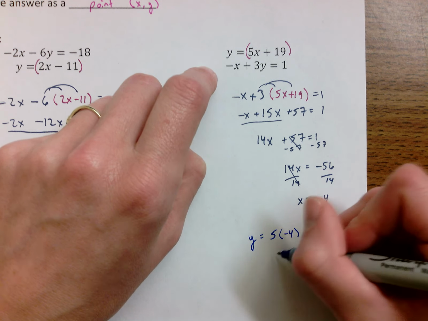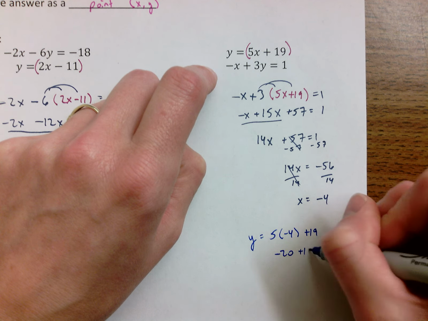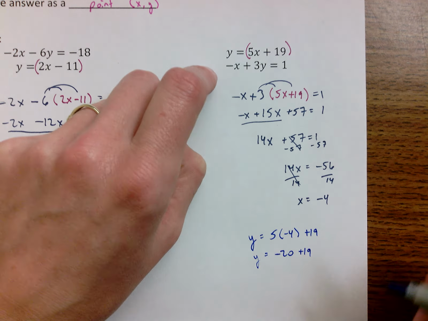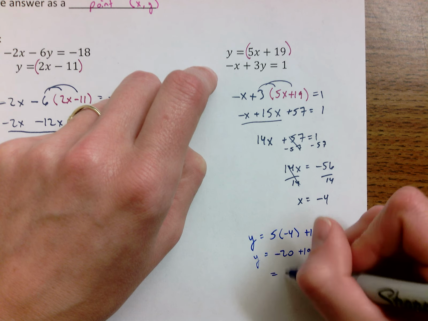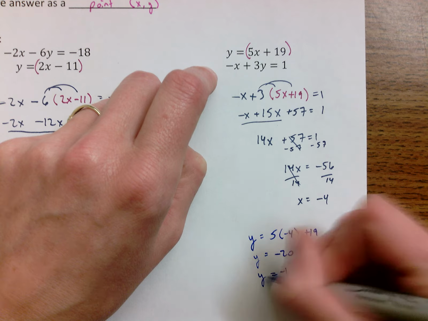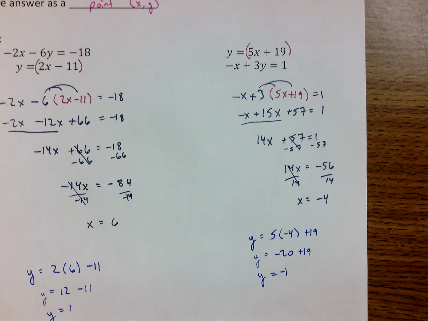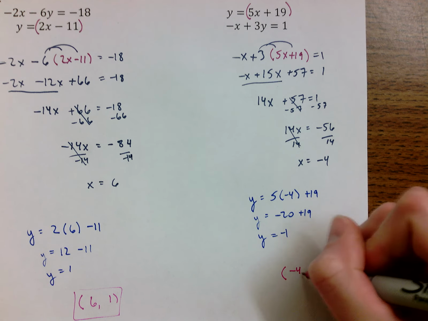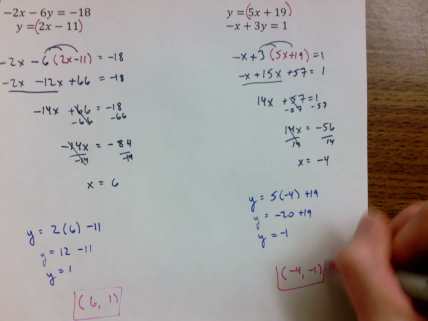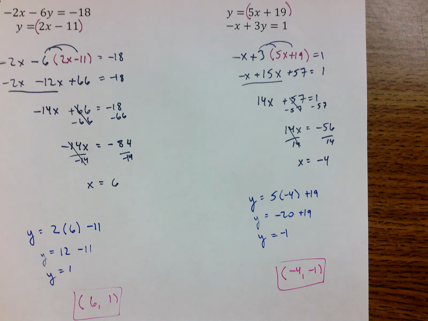So 5 times negative 4 is negative 20. And then negative 20 plus 19, so 20 fires, 19 buckets of water. That's going to work out to 1 fire left over. There we go. And then last but not least, the easy part, you write your answer as a point. And it's always x and then y. So negative 4, negative 1. If you go in alphabetical order. And there we go.